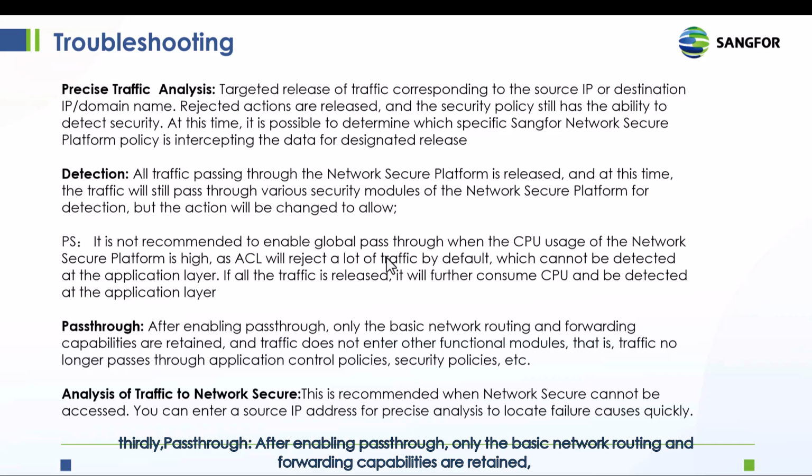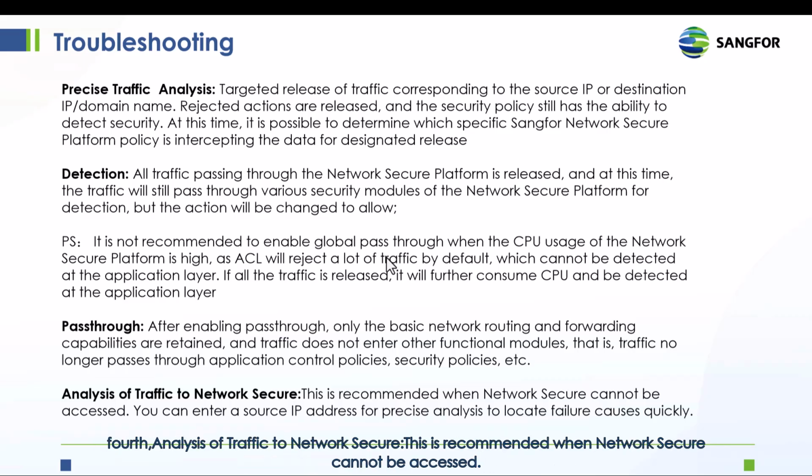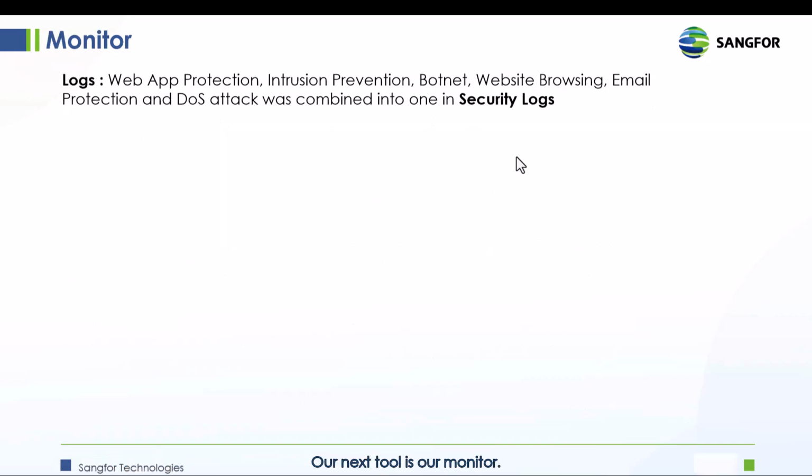Thirdly, pass-through. After enabling pass-through, only the basic network routing and forwarding capabilities are retained, and traffic does not enter other functional modules, that is, traffic no longer passes through application control policies, security policies, etc. Fourth, analysis of traffic to network secure. This is recommended when network secure cannot be accessed. You can enter a source IP address for precise analysis to locate failure causes quickly.